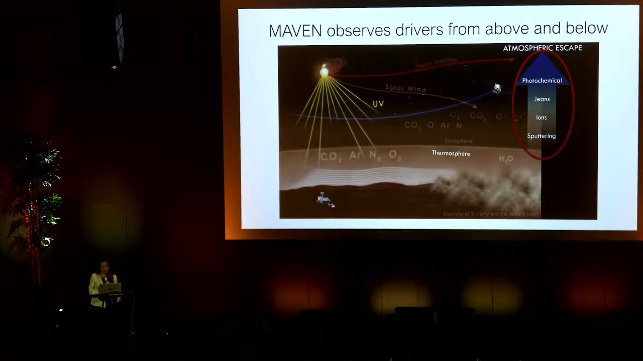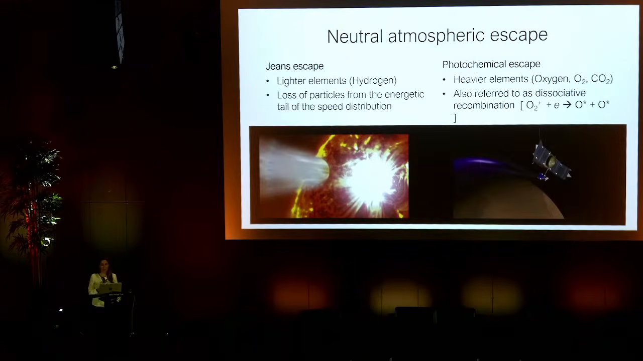And so today we're going to be focusing on the physical escape channels. We can measure photochemical escape, Jeans escape, ion escape, and sputtering escape. So just a quick 101 on these processes because they all tie together. With neutral atmospheric escape, we have Jeans escape, right? That's going to be lighter elements, namely hydrogen. That's going to be particles just from the tail end of a distribution. And with photochemical escape, that's mostly dissociative recombination.